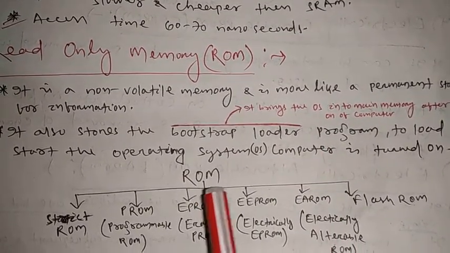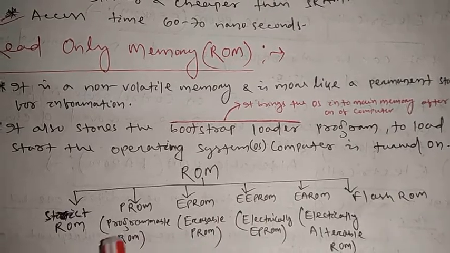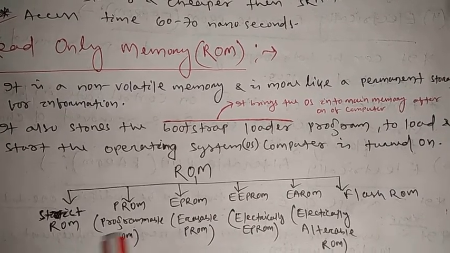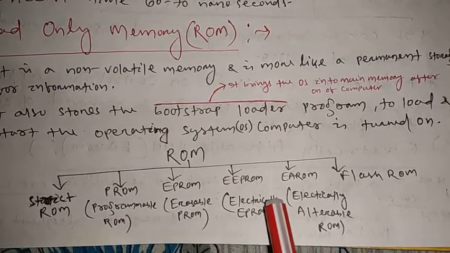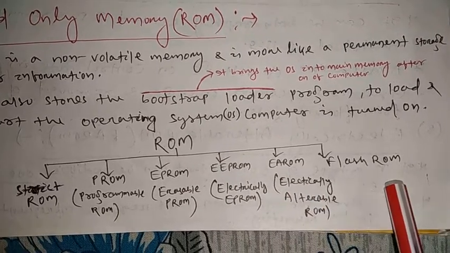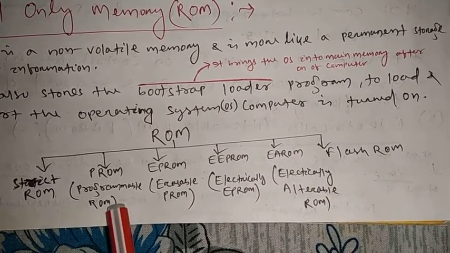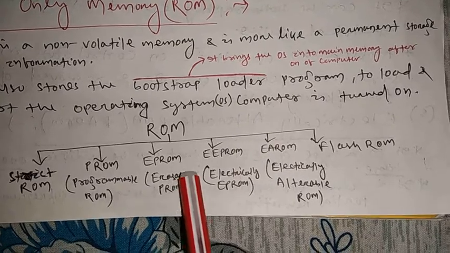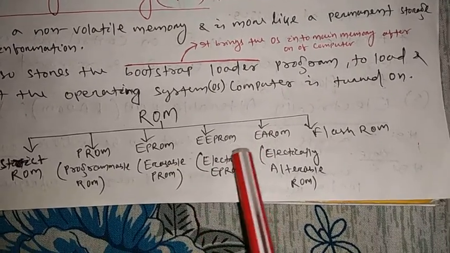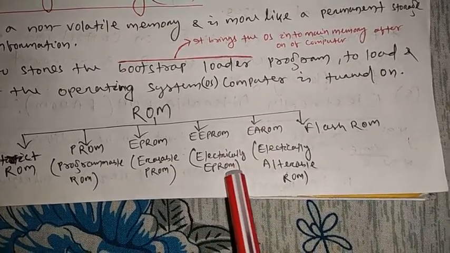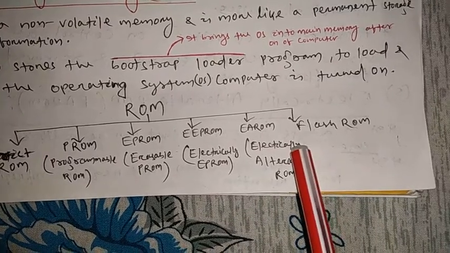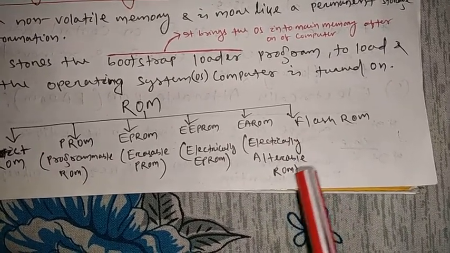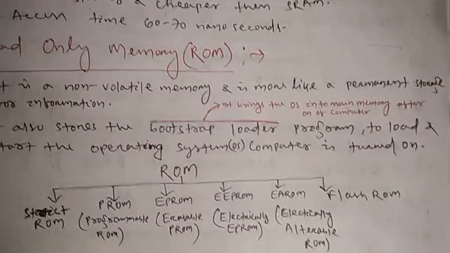And how many types of ROM are there? 5 types: PROM, EPROM, EEPROM, EAROM, and flash ROM. PROM is programmable ROM. EPROM means erasable programmable ROM. EEPROM means electrically erasable programmable ROM. Another one, EAROM, means electrically alterable ROM, and flash ROM. Okay.